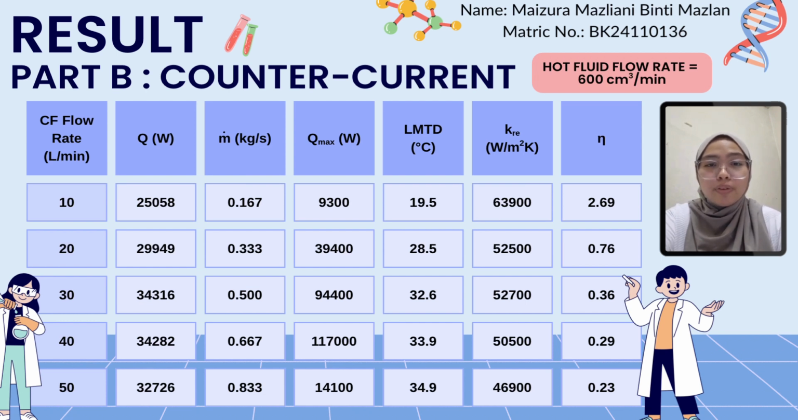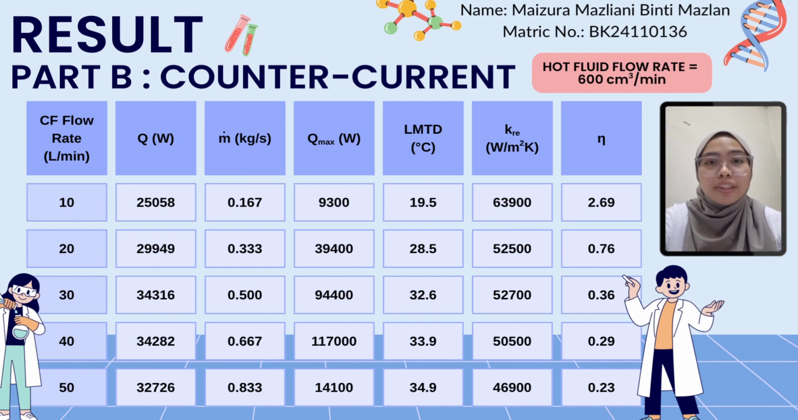As the cold water flow rate increases from 10 to 40 liters per minute, Q rises significantly from about 25 kilowatts to over 34 kilowatts. This is due to enhanced turbulence and a higher convection coefficient. However, at 50 liters per minute, we observe a slight drop in Q. This suggests that despite better mixing, the residence time becomes too short for effective heat exchange.